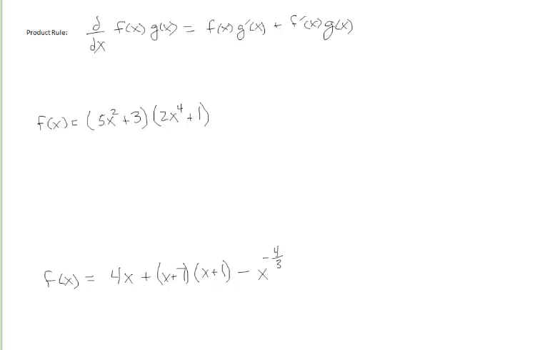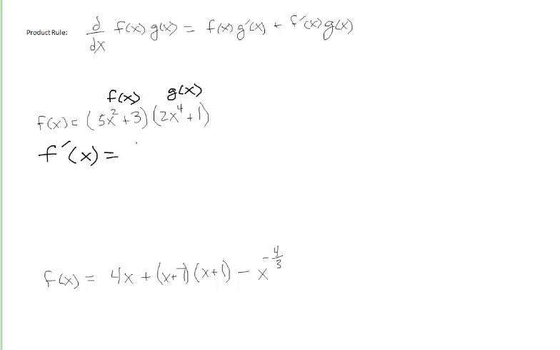In this first example we're going to look at f of x is equal to 5x squared plus 3 times 2x to the fourth plus 1. So in this first one I'm going to write the notation out all the way so we can see how each piece works. So we're going to have the rewrite of f of x, and in this problem this is going to be f of x and this is going to be g of x.